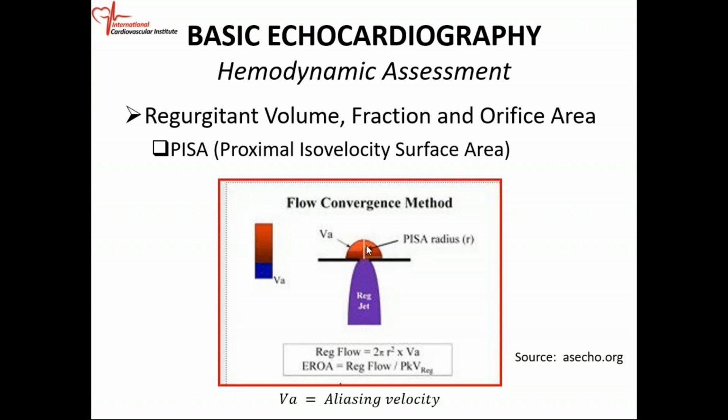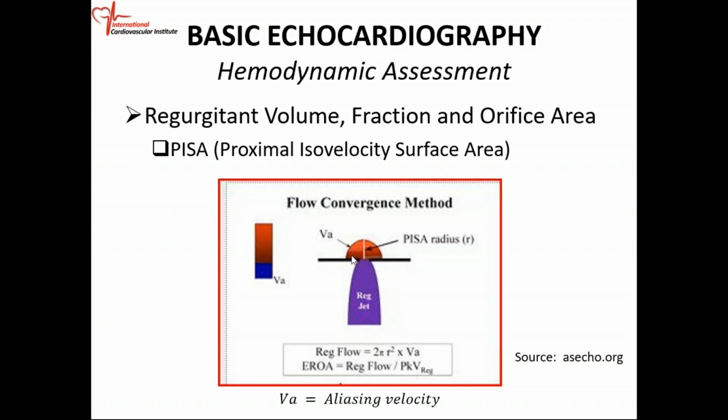These are hemispheric shells. This is a hemodynamic phenomenon, a hydraulic phenomenon. Whenever you have regurgitation, opposite to that you're going to get your hemispheric shells. The velocity on the surface of the hemisphere is the same. All along the surface of the hemisphere, the velocity is the same. It's a hemisphere because it's half of a sphere.